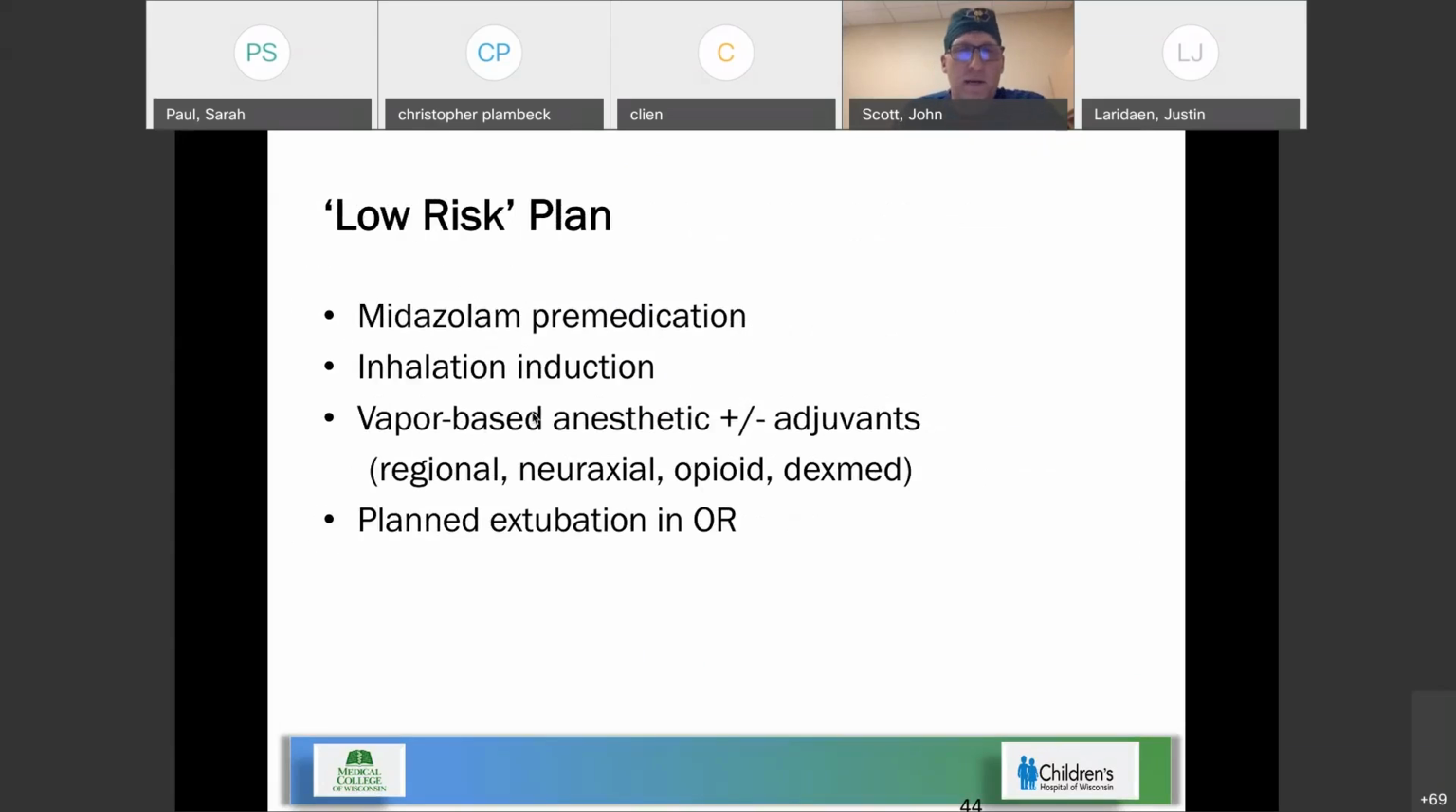So a low-risk plan based on the criteria we showed on the previous slides would be a midazolam pre-medication. We generally do an inhalation vapor-based induction. The anesthetic would be vapor-based with adjuvant therapies, including perhaps regional anesthesia, neuraxial anesthesia, opioids, dexmedetomidine, and we'd have a planned extubation in the operating room.